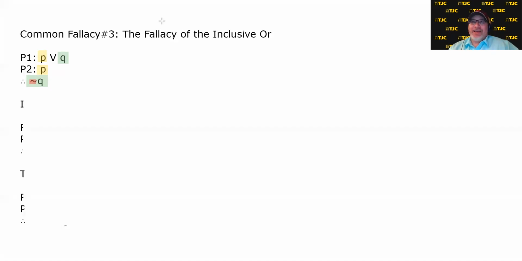Now, just like the law of disjunctive syllogism, the fallacy of the inclusive or can be written a different way as well symbolically, because the second premise doesn't have to be the first statement in the disjunction.